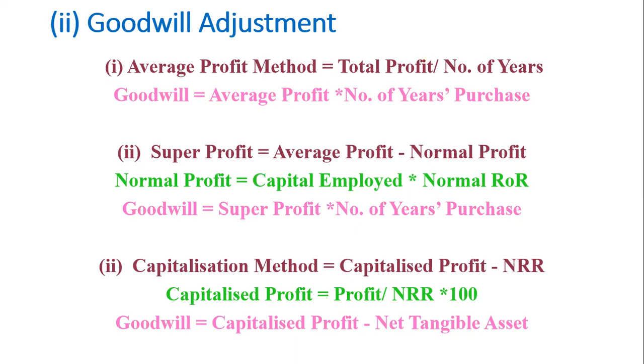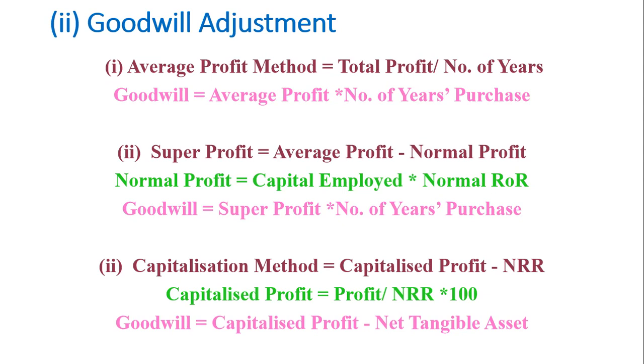The next computation can be made with the super profit method, where the super profit is to be identified, which is an abnormal profit earned by the firm. You can identify it by subtracting the normal profit from the average profit. Average profit is what is actually expected from the business, and normal profit is what the business can earn. So average profit minus normal profit will give a super profit, and this super profit into number of years of purchase will give us the goodwill. So this is the other way.